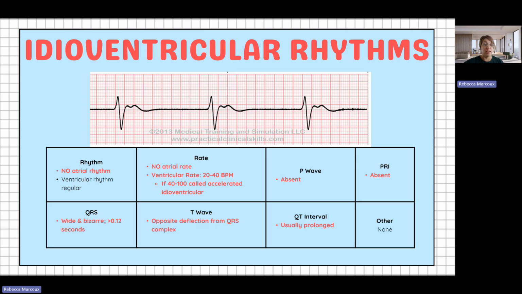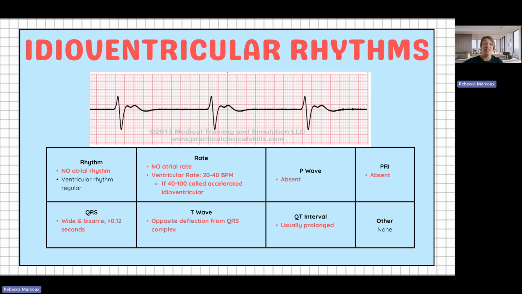So therefore, it is a regular rhythm. Our ventricles are going to beat at a normal R-to-R interval. We are not going to have an atrial rhythm, because we're not having P waves; the ventricles initiating that conduction are not able to travel backwards through the AV node. So we're going to have no atrial rate. Our ventricular rate is about 20 to 40 beats per minute.